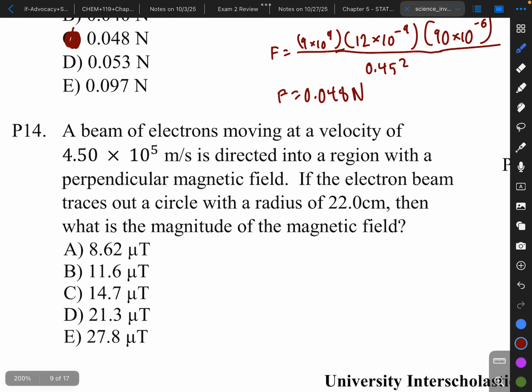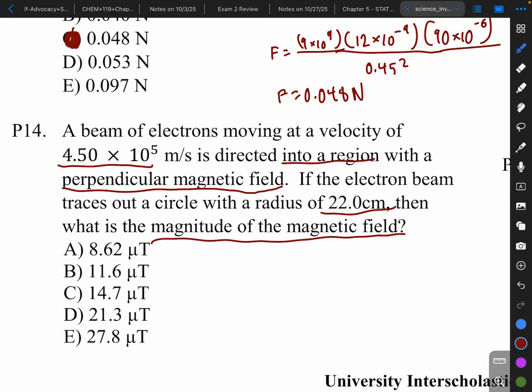For number 14, we're shown that a beam of electrons is moving at a velocity of 4.5 times 10 to the 5th, directed into a region with a perpendicular magnetic field. If the electrons trace out a circle with a radius of 22 centimeters, what is the magnitude of the magnetic field?